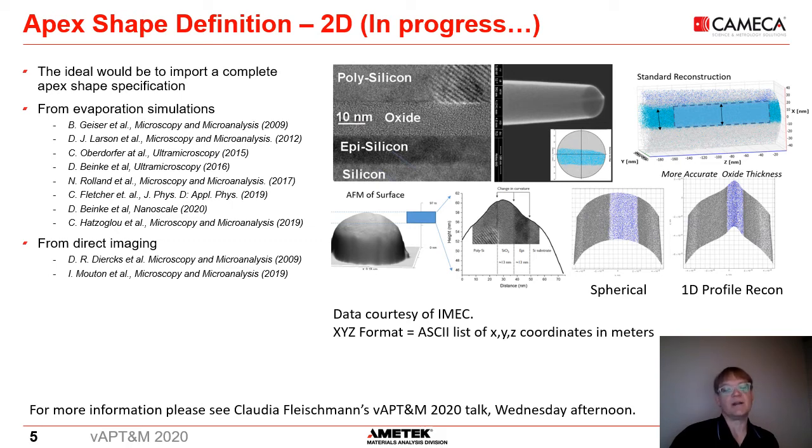As expected, the higher evaporation field oxide settles into a higher curvature feature than the rest of the silicon apex. This results in an over-magnified oxide layer in the reconstruction. Shown on the right are a standard spherical reconstruction and the improved accuracy achieved just by imposing a simple approximated fixed 1D profile in the apex geometry model. For more details on how this great AFM data was obtained, I encourage you to view Claudia Fleischmann's presentation Wednesday afternoon.